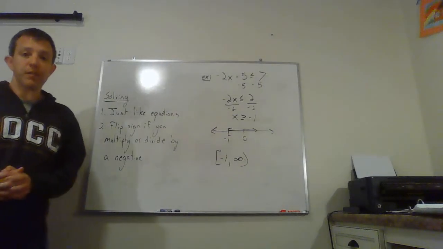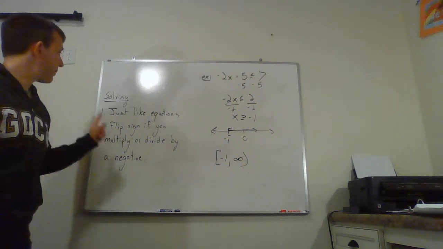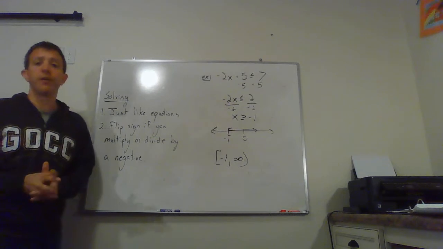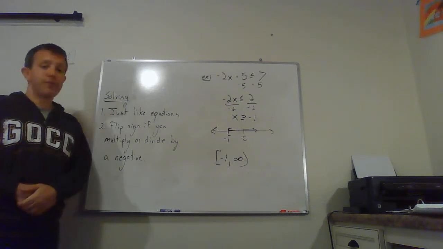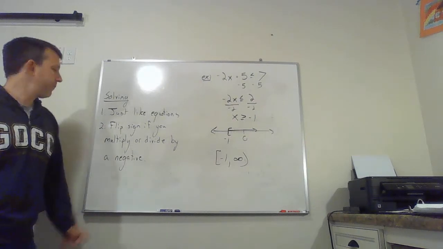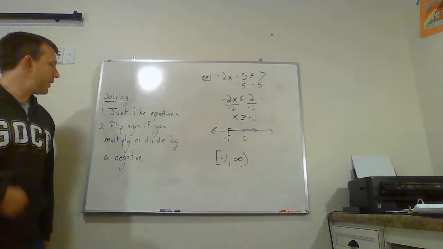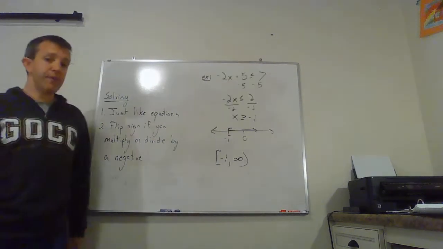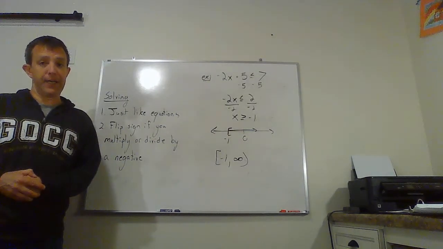All right, so now we're going to look at solving inequalities. The good news is I have the steps here. They're pretty straightforward. It's just like solving equations, okay? Just like solving linear equations, at least at this point. Step 2 then is this. This is the only difference we have. Flip the sign if you multiply or divide by a negative number.